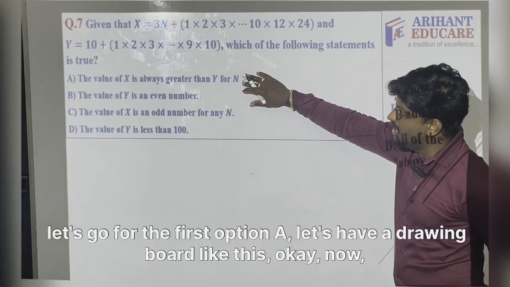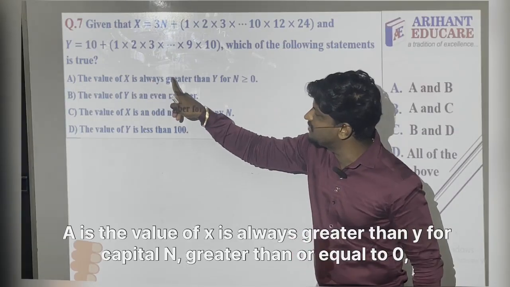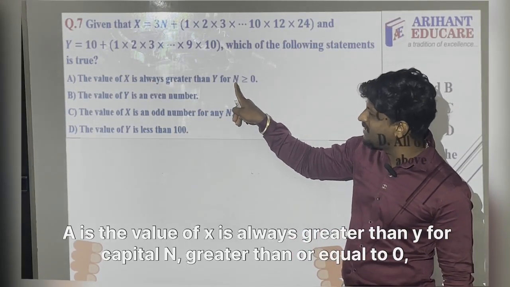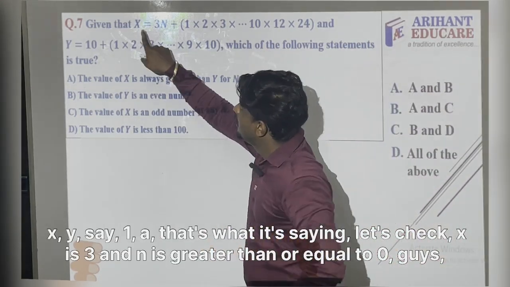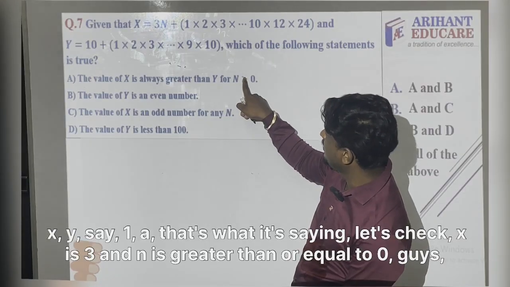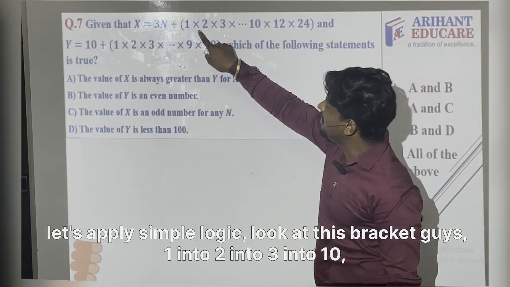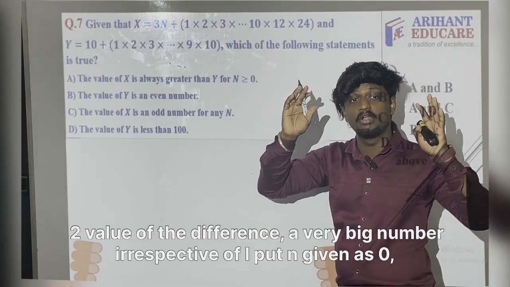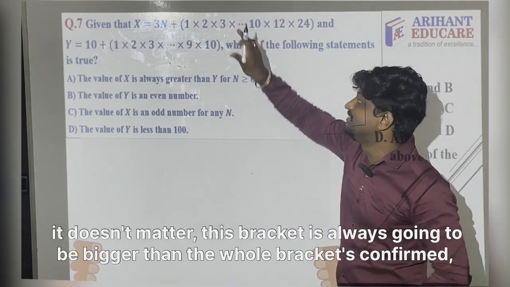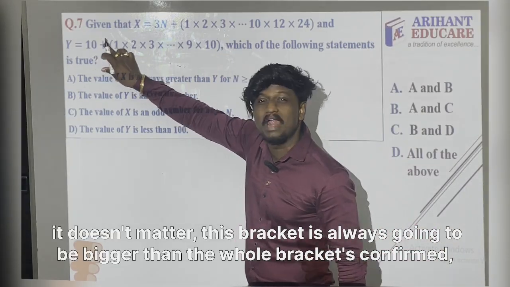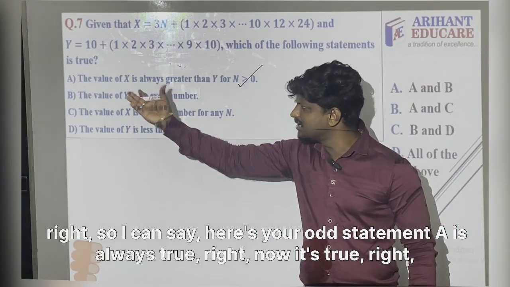Let's go for the first option A. Let's have a drawing board like this. Okay. Now, A says the value of X is always greater than Y for capital N greater than or equal to 0. X, Y से बड़ा होना चाहिए. That's what it's saying. Let's check. X is 3n. N is greater than or equal to 0, guys. Let's apply simple logic. Look at this bracket, guys. 1 into 2 into 3 into 10 into 12 into 24. It's a very big number. Irrespective of if I put n के बदले 0, it doesn't matter. This bracket is always going to be bigger than the whole brackets, confirmed, right? So I can say ये जो statement A is always true. Right now it's true. Right?